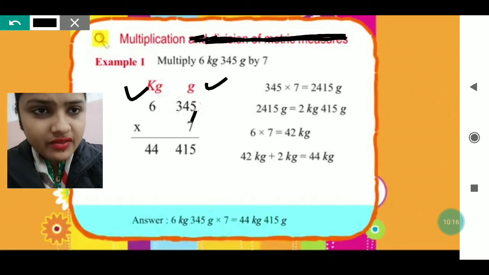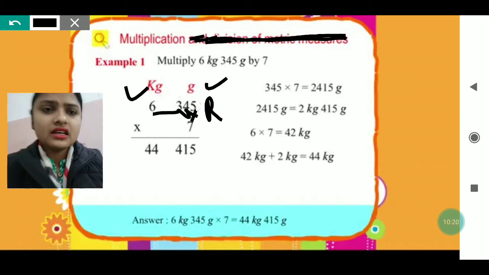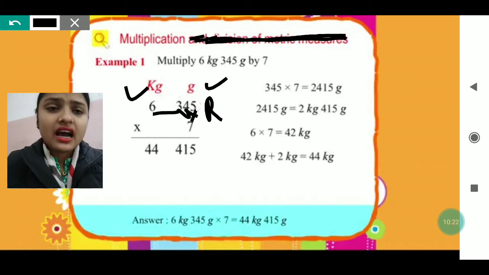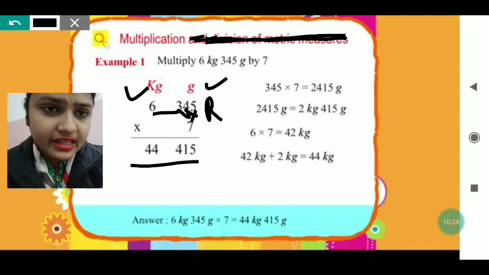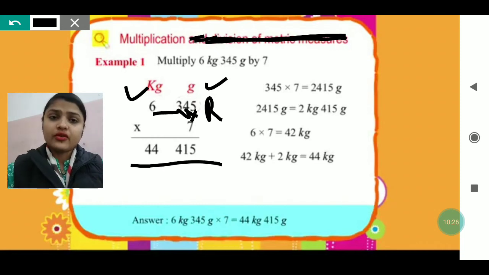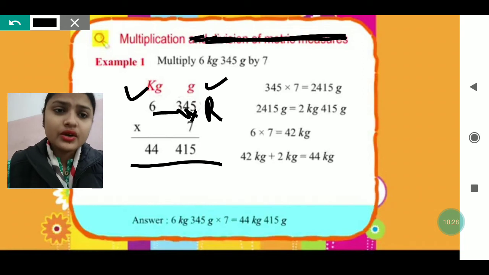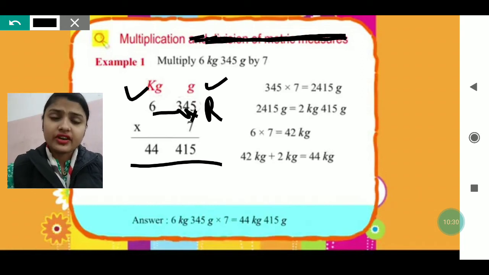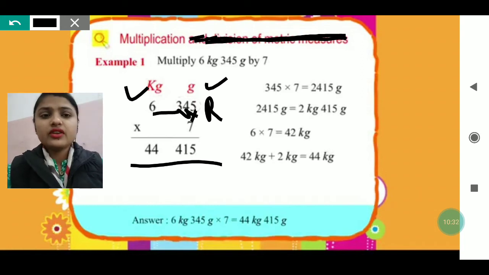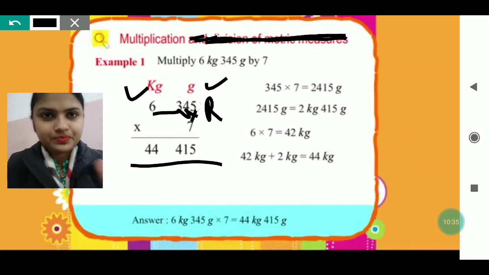Like this, we start from the right side, and we go until 6, and after completing the whole thing we will get the answer as 44 kgs and 415 gram. Okay, we will get 44 kgs and 415 gram when you multiply.